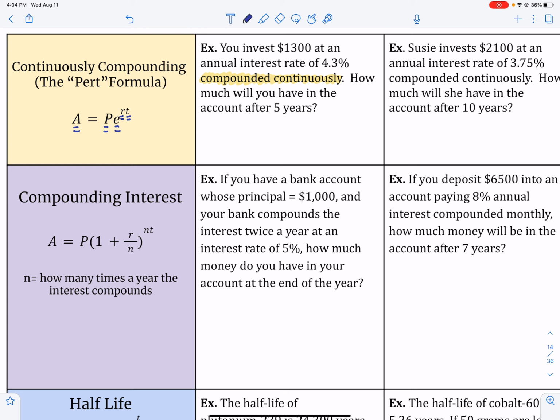If we want to know how much we will have, that's our final amount that we're going to figure out. So put A, that's what we're going to figure out. $1,300 was the initial investment. We're going to put in the e. Rate, we still need to put as a decimal. So 4.3%, if you move the decimal over 2 places to the left, you get 0.043. And then time was 5 years. All that is in the exponent.